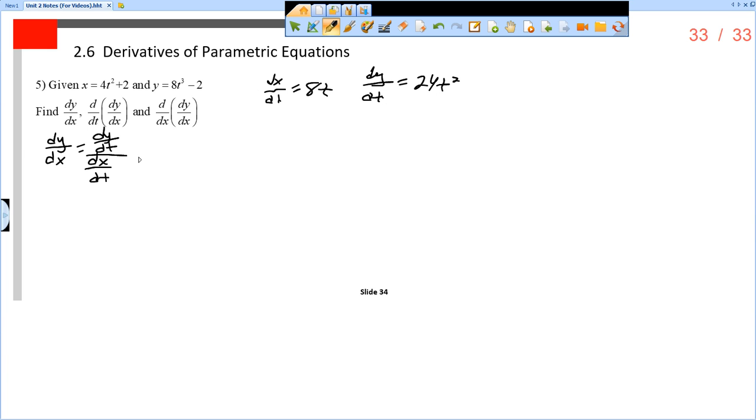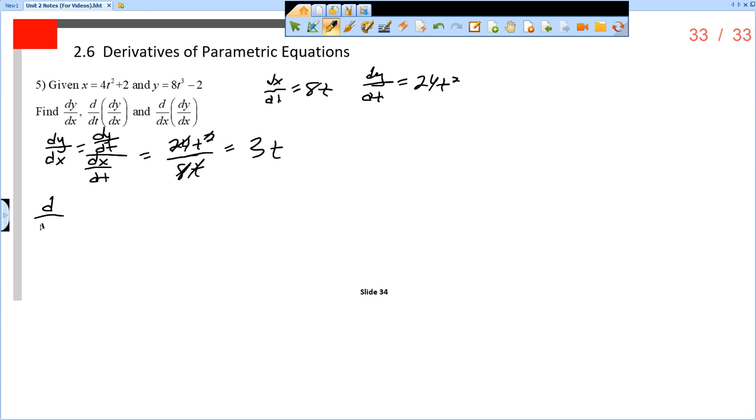Now I'm going to take 24t squared divided by 8t. Do yourself a favor and simplify this. T squared over t just becomes t, and 24 over 8 becomes 3. So 3t is dy dx.